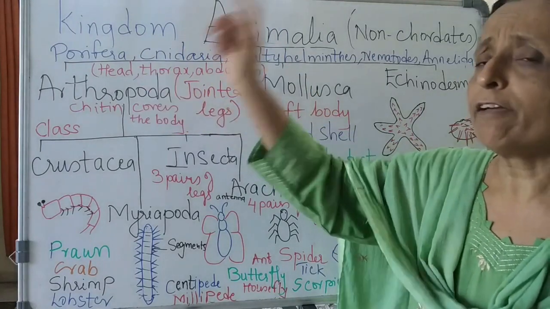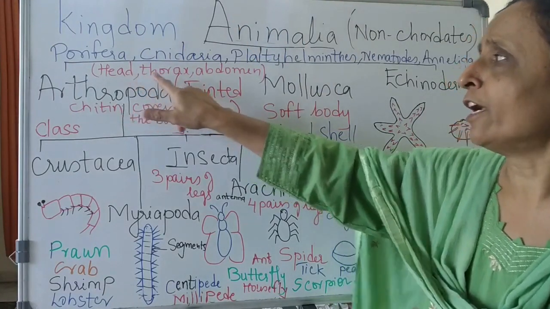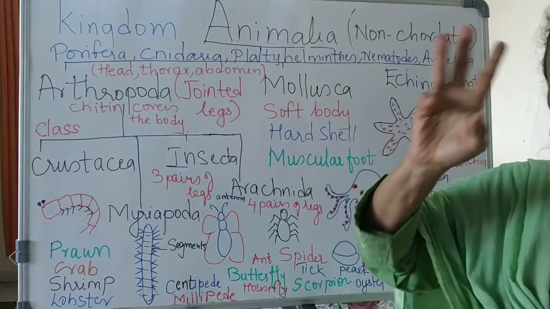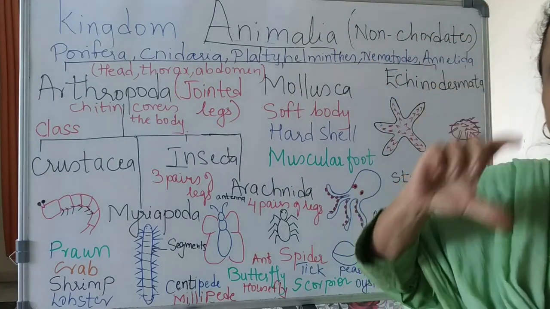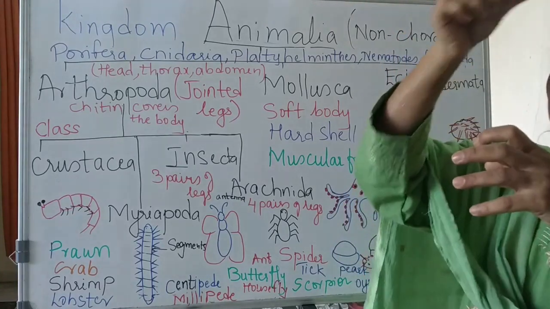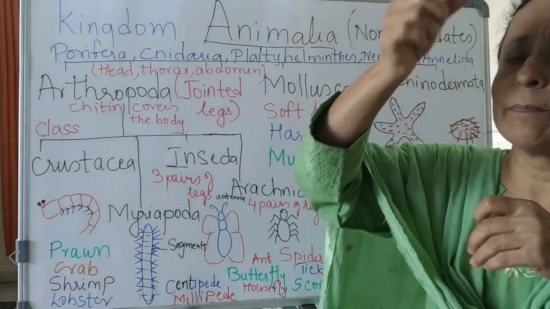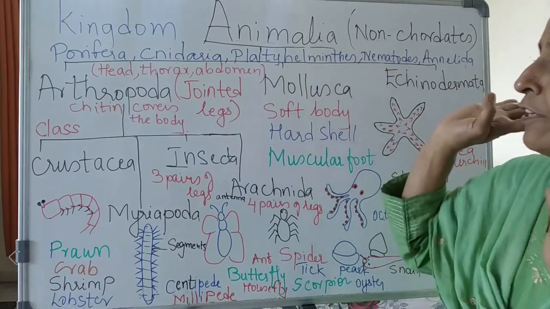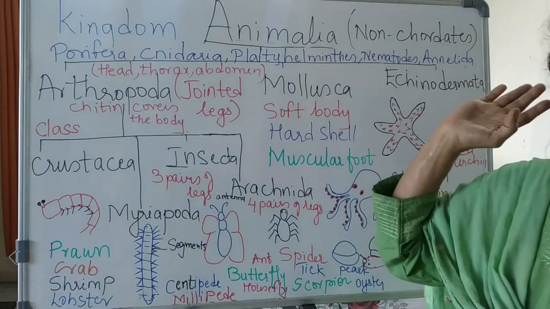Now the body, if you see, it is divided into head, thorax and abdomen. Three parts: head, thorax and abdomen. Abdomen is the stomach region. Above that is the thorax. Above that is the head. So it is divided into three parts.